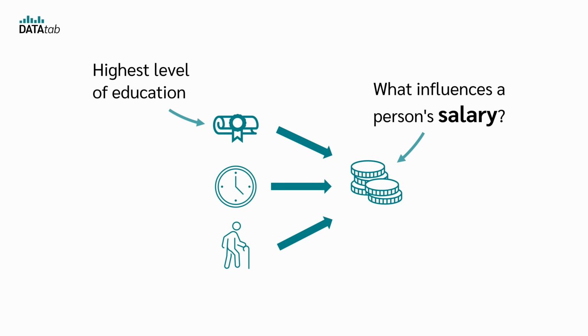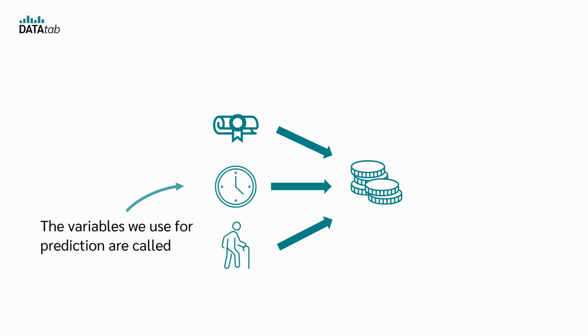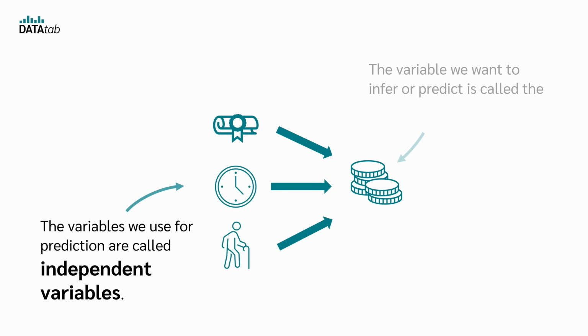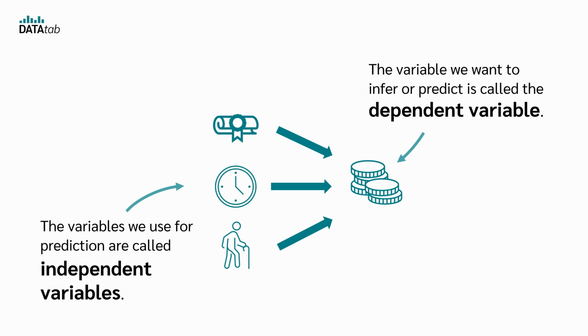You take the highest level of education, the weekly working hours, and the age of a person. You now investigate whether these three variables have an influence on the salary of a person. If they do, you can predict a person's salary by taking the highest educational level, the weekly working hours, and a person's age. The variables we use for prediction are called independent variables.